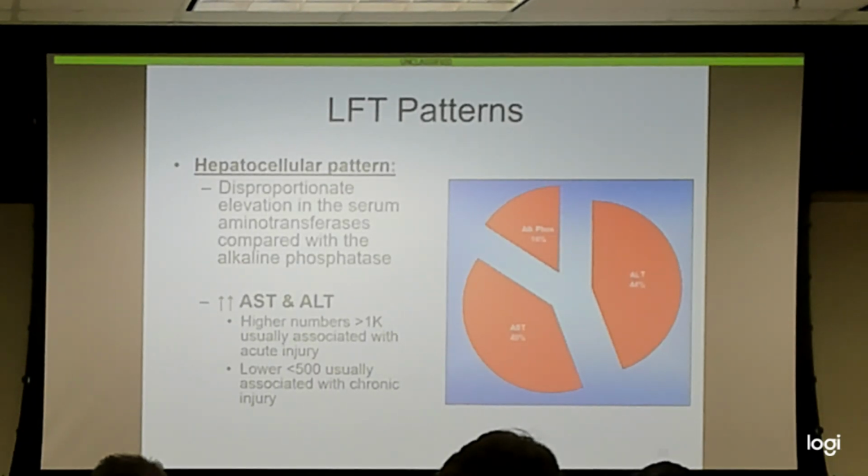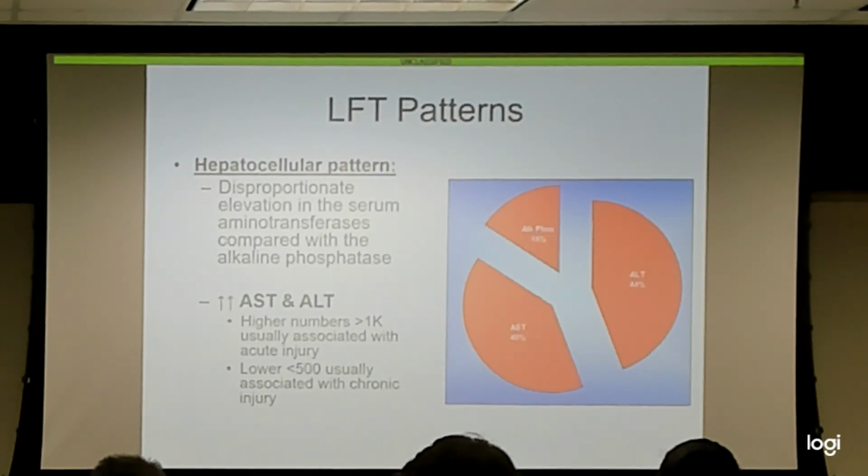You're still conjugating bilirubin normally, and so your enzyme alkaline phosphatase, which would be elevated in any cholestatic or gallbladder, or I'm sorry, bilirubin issues, is going to be normal, and it's just hepatocellular damage. And so this also will tell you if it's acute or chronic. So acute injury, acute hepatocellular injury, you're going to have large numbers, right?